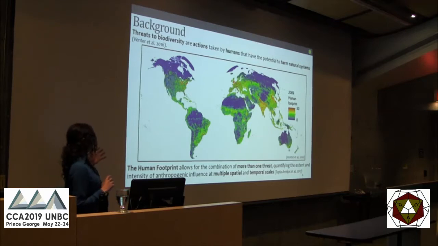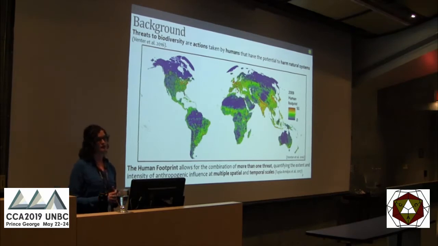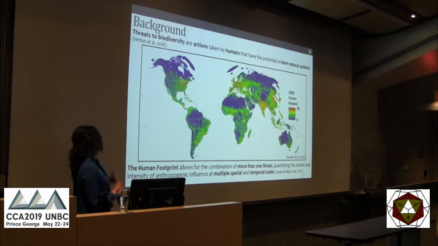So what we have in front of us today is a picture of the global human footprint from Venter et al.'s 2016 paper. This is looking at a 2009 footprint. The blue areas are those that are least impacted, so more of those wild areas. And then going into that red, they have a scale that goes up to 50. Those are the areas that are the most human-dominated.